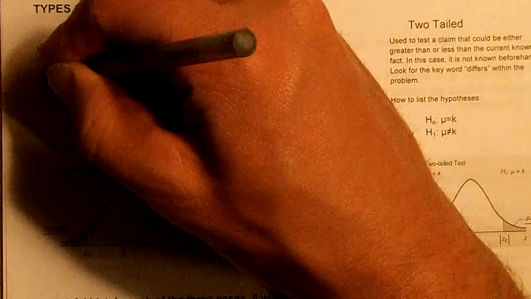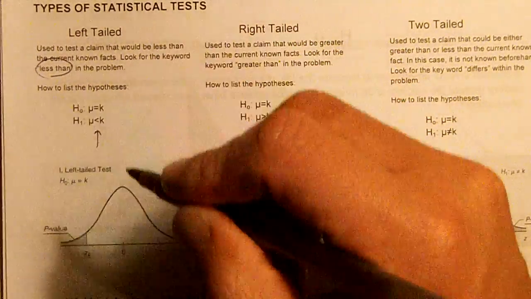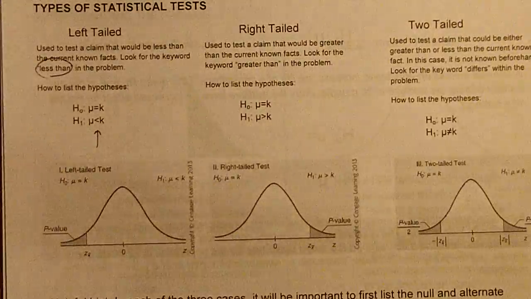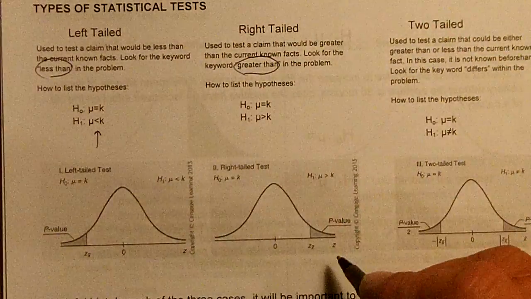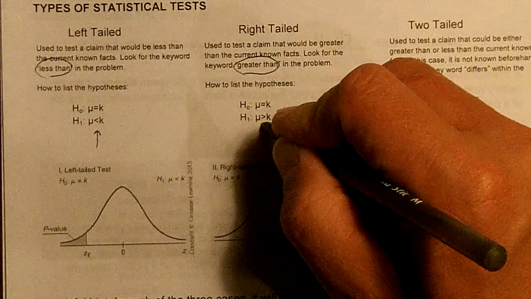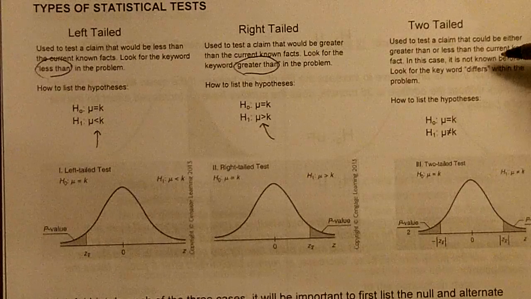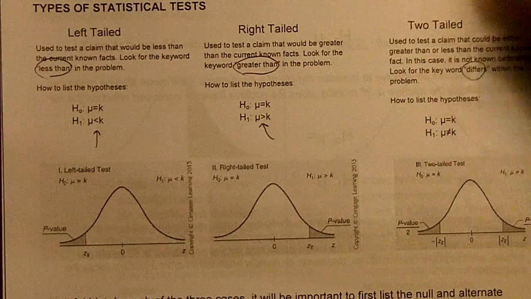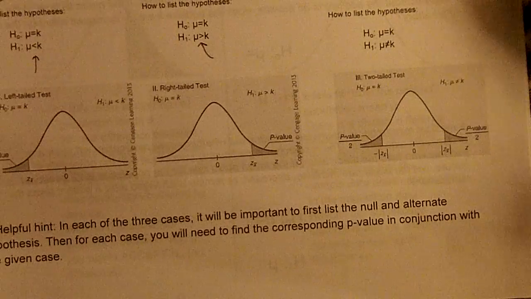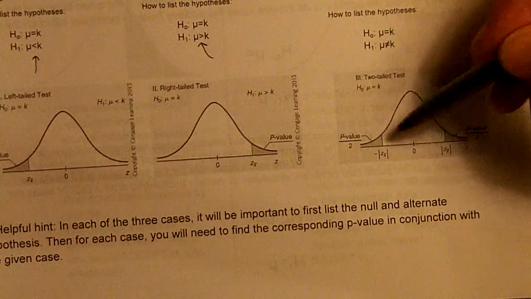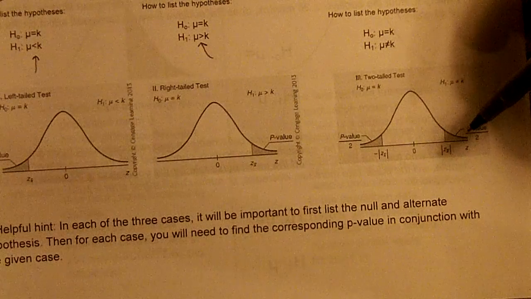So for instance, if you see the words less than, you'd be in a left tail case denoted by a less than sign for the alternate hypothesis. If you see greater than or more than, something along those keywords, you'd be dealing with a right tail test, and your alternate hypothesis would involve a greater than sign. And last, you have a two tail test, and the keyword here is differs. If you see the word differs within a problem, you'd be dealing with a two tail test, and here you're essentially finding a probability on both sides of the bell-shaped curve.